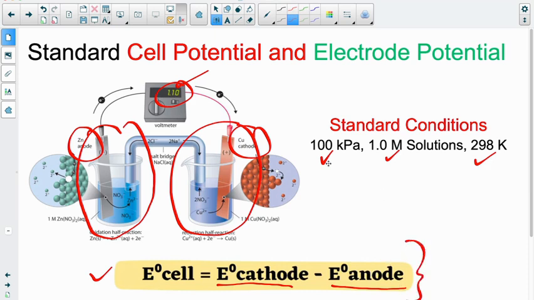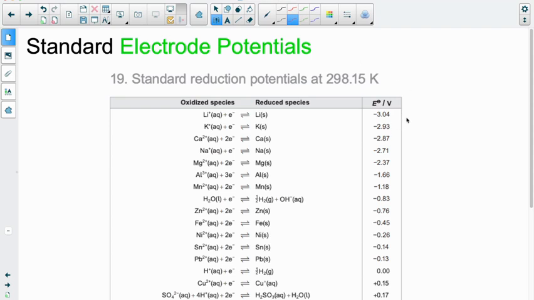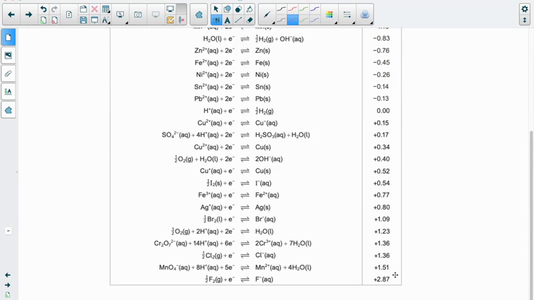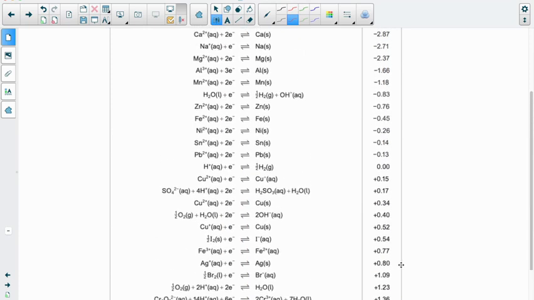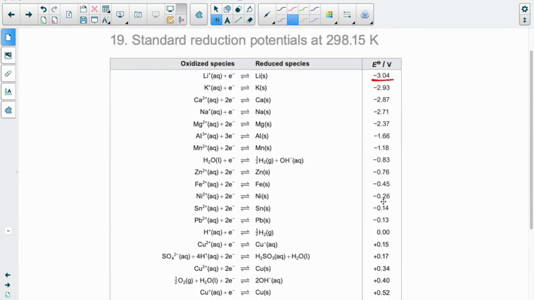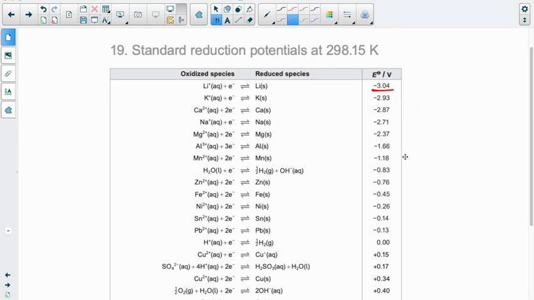The voltages across the cathode and the anode have been previously determined and calculated, and they're all listed in your data booklets. Here's the table of electrode potentials. These are also known as reduction potentials. You can see that the values range from negative 3.04 all the way to positive 2.87. So now the question arises, what do these values mean? And how do we determine them? And of course, how do we use these values to calculate the cell potential?